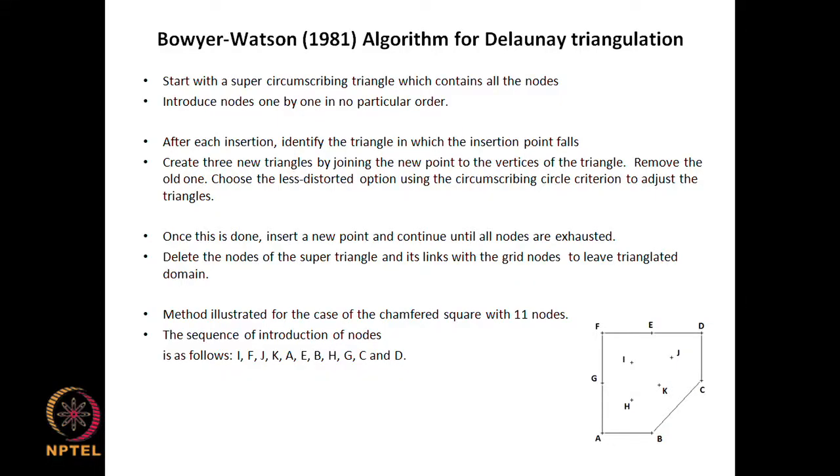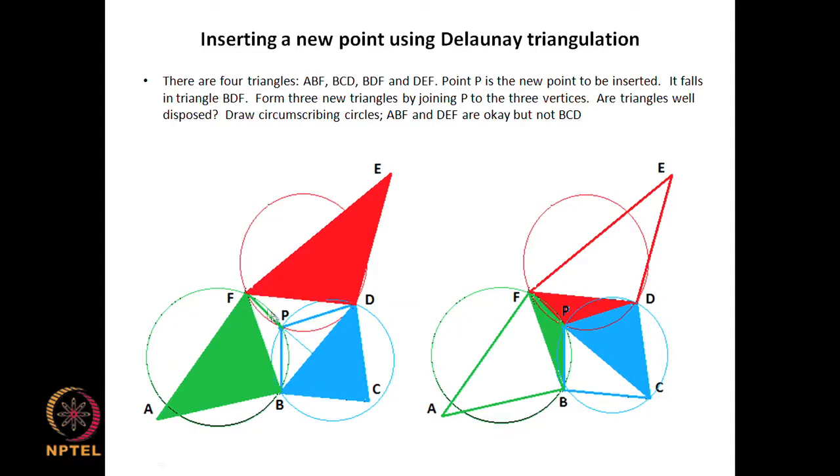There may be some node order which may be better, but you can do it in any order you like. And after insertion of each node, just as we have done here, you introduce a new node, you locate which of the existing triangles it falls in, and then you join the vertices with this new point here to form 3 new triangles, and then you delete the old triangle. For example, now triangle BDF is broken up into 3 new triangles, BPD, DPF and BPF.